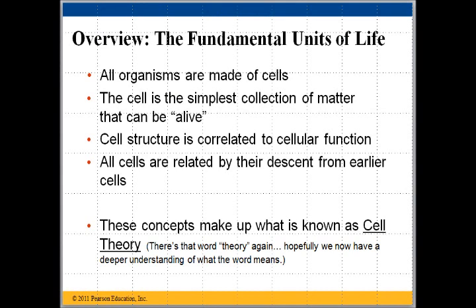So the overview says that the fundamental units of life, that's what a cell would be considered. All organisms are made up of cells. All living organisms are made up of cells. The cell is the simplest collection of matter that can be considered alive. In other words, it does all the things that we consider that living things do, such as reproduce, grow and change, adapt to the environment, things of that nature. Cell structure is correlated to cellular function. We keep seeing that over and over again, where form and function go hand in hand. All cells are related by their descent from earlier cells.